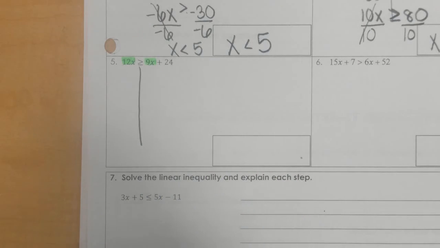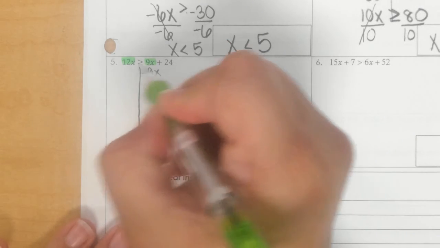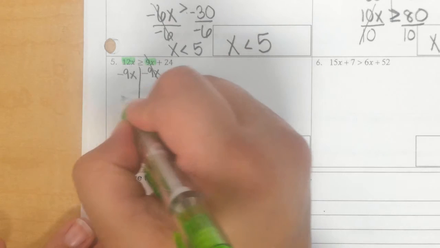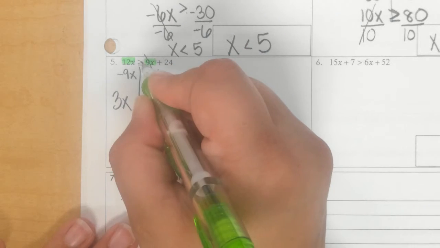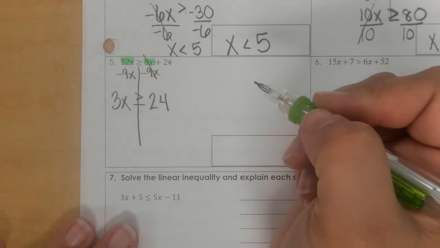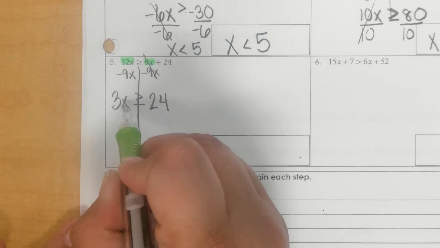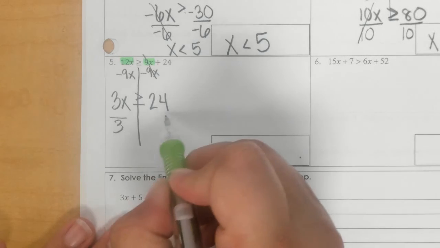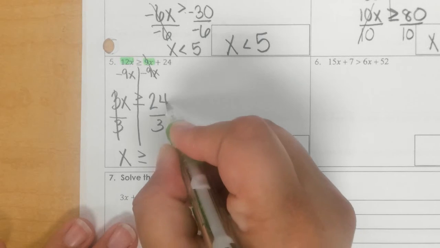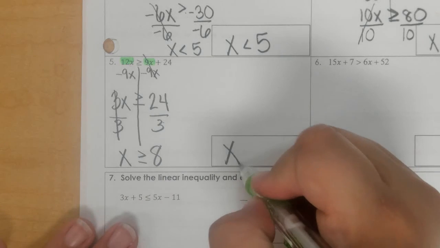But if I bring that 9x over, then I'm subtracting it. And 12 minus 9 gives me 3x greater than or equal to 24. Now this is just one step. So the opposite of 3 times x would be divide by 3. And we get x is greater than or equal to 24 divided by 3, which is 8.